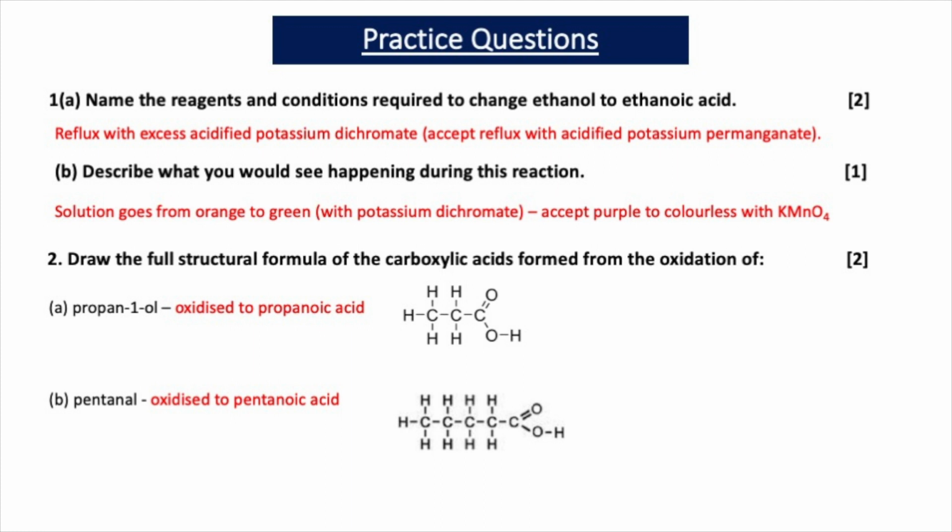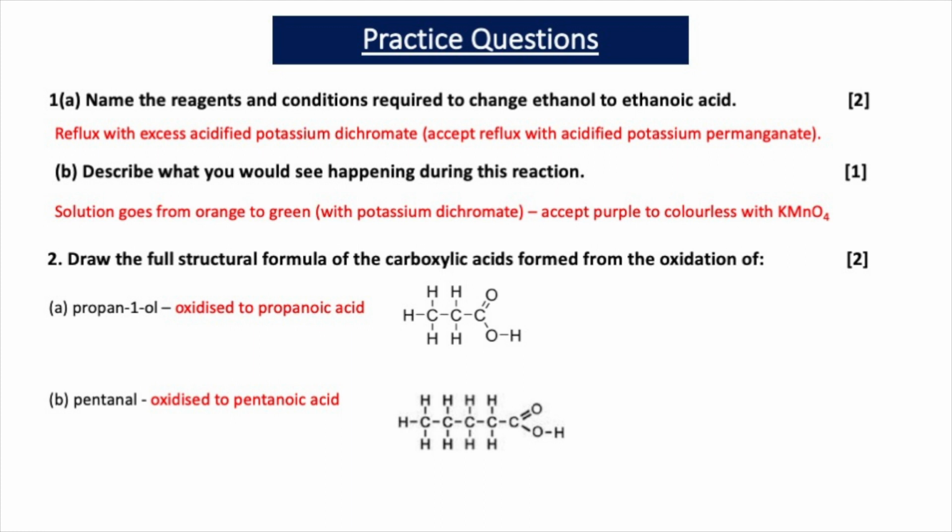So now let's go for the answers to these first two practice questions. Question 1 is asking you to name the reagents and conditions required to change ethanol to ethanoic acid. So you could either use acidified potassium dichromate and reflux the ethanol with excess acidified potassium dichromate, or you could reflux it with acidified potassium permanganate, or potassium manganate(VII). And if you said reflux, there's 1 mark, and if you said acidified potassium dichromate or acidified potassium permanganate, there's a 2nd mark.